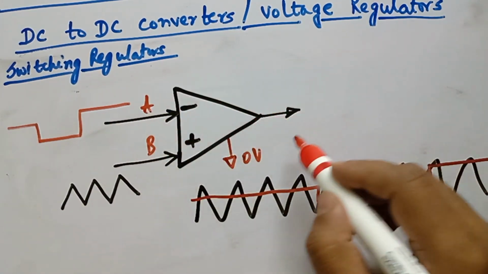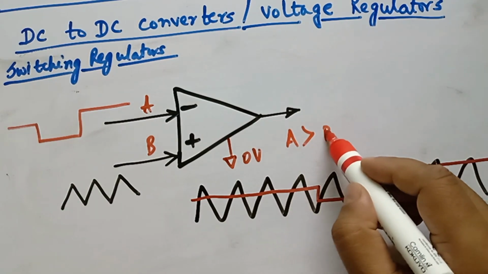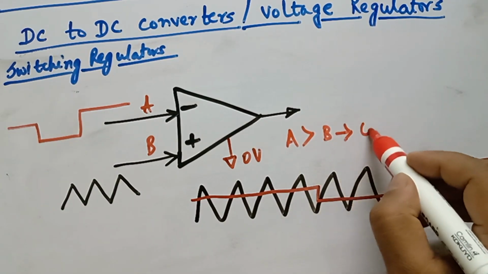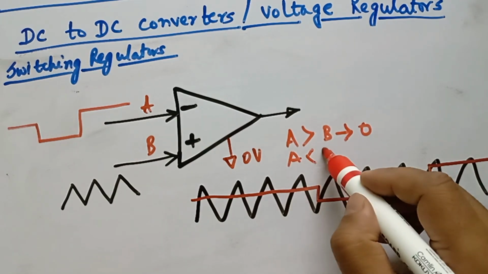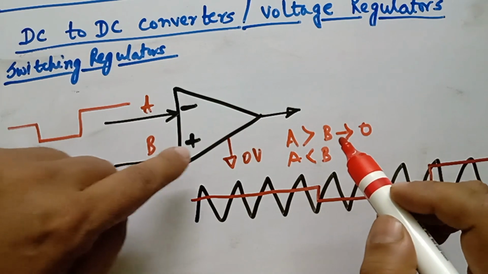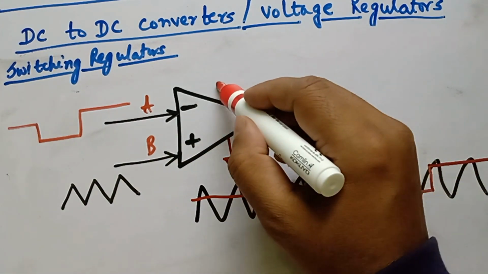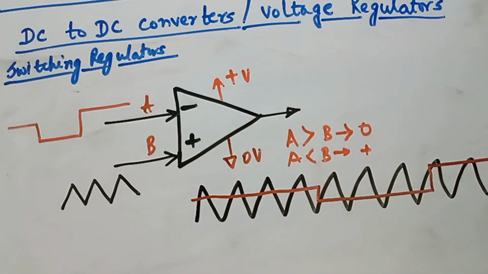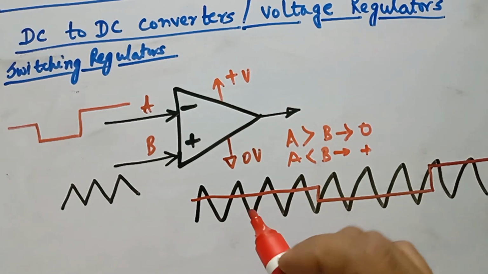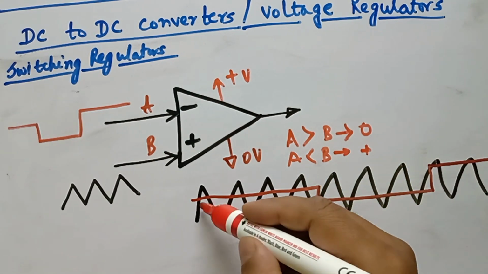A, if A is more than B, then output is 0. Whereas if A is less than B, means B dominates, the output is positive. Positive means the max level of the voltage at which the op amp is working. So here are the two inputs superimposed on each other, and let's see what actually happens.